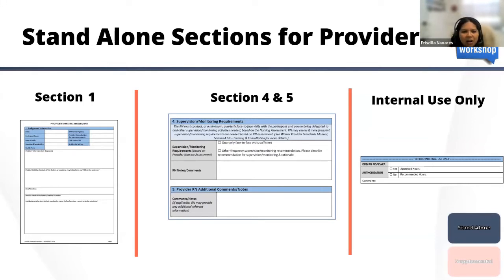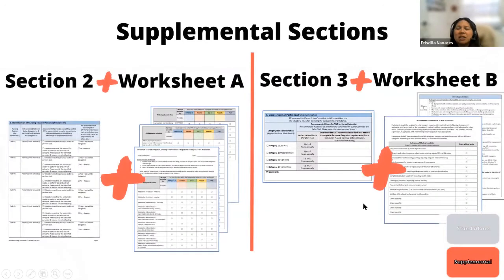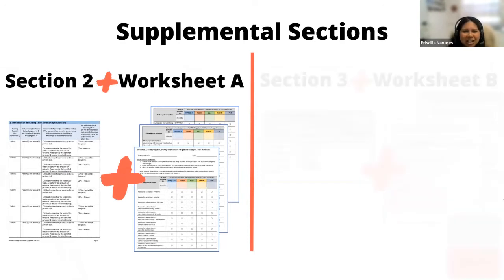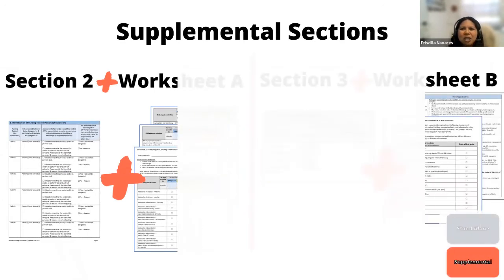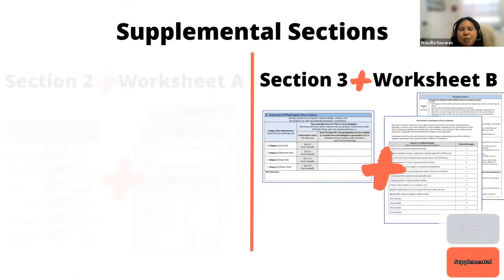The second part, when we talk about the supplemental information, there we go. There are supplemental sections. So for section 2, which is the identification of tasks, just a reminder that you will use Worksheet A to help fill out that section. And finally, for section 3, you are going to be using Worksheet B to help you identify the appropriate category and risk.